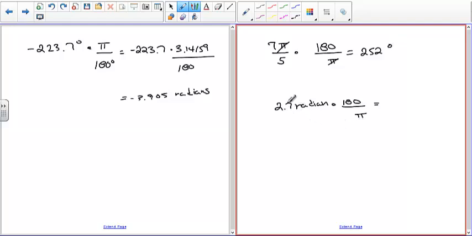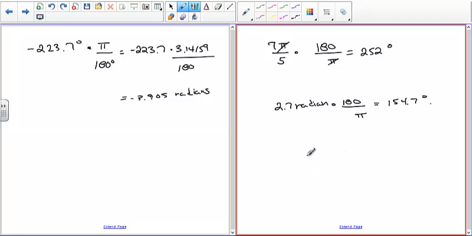Okay, now here it's not some rational number or just a rational expression. It's just a decimal expression. So in this case, I just take 2.7 times 180 divided by pi, which is 3.14159, and I get 154.97 degrees.